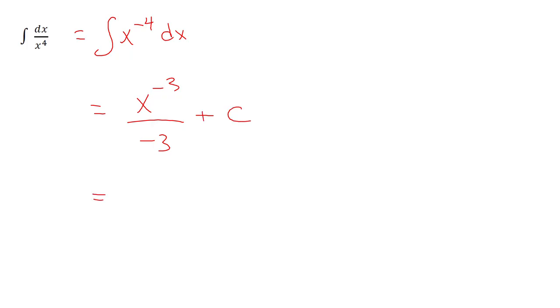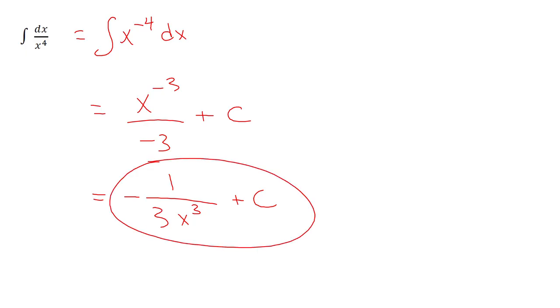For our next one here, it might be helpful to rewrite this one into a form that is a little easier to look at. It's just x to the negative 4 dx. So that should go up to x to the negative 3, and then we divide by negative 3 plus our constant. So this is just negative 1 over 3x cubed plus c.